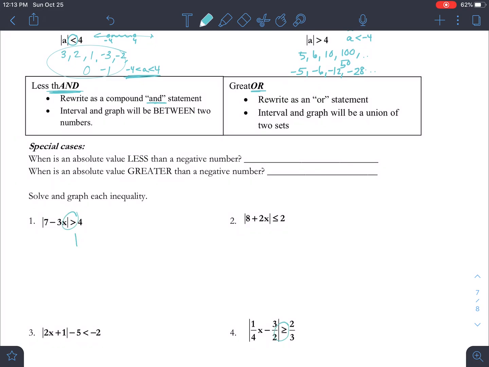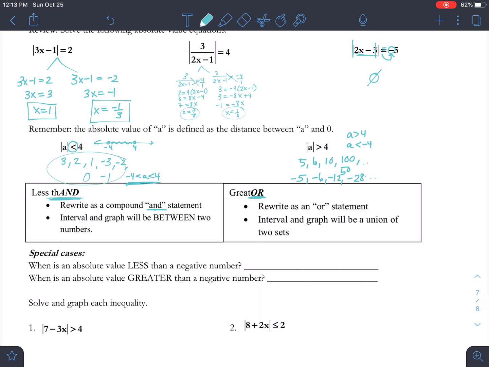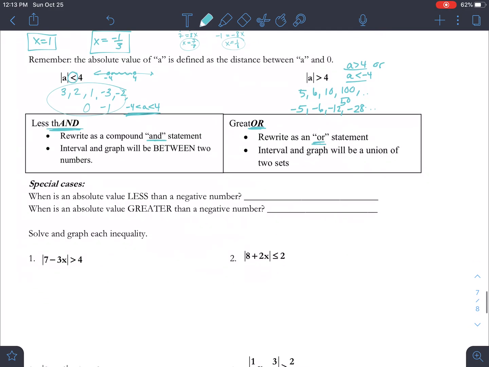All right, if it's a greater than sign, we have some greater thans. I'm going to say greater because we're going to write this as an or: A is greater than 4 or A is less than negative 4. So we're going to do these very similarly. The process is going to remain the same, but there's a very important difference. Less than is in between, an and statement, and or is going to be a union. So something like going this way and going that way.